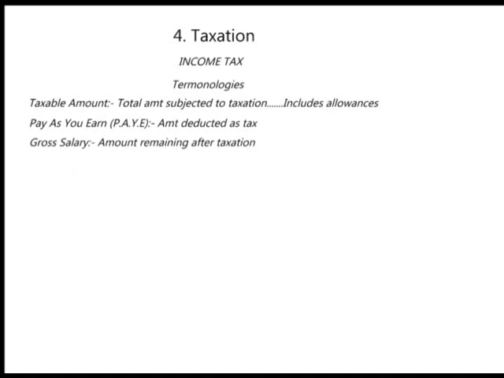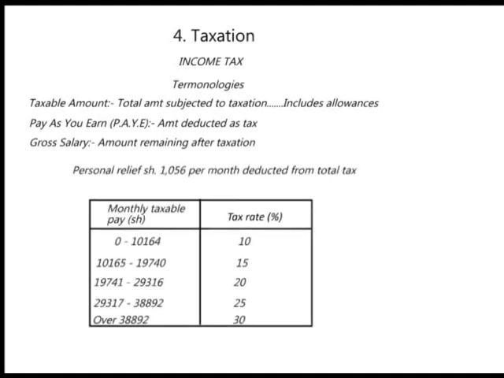Tax brackets or bands are used in calculating income tax. The larger the salary, the larger the income tax paid. Notice that after calculating the tax due on the income, a personal relief of 1,056 shillings per month is deducted to get the tax chargeable. Any income equal or less than 1,056 shillings is not taxable. The rates of charging income tax are revised from time to time.